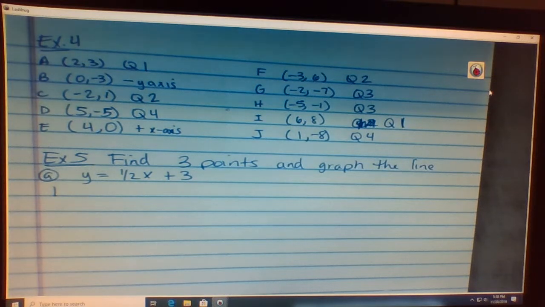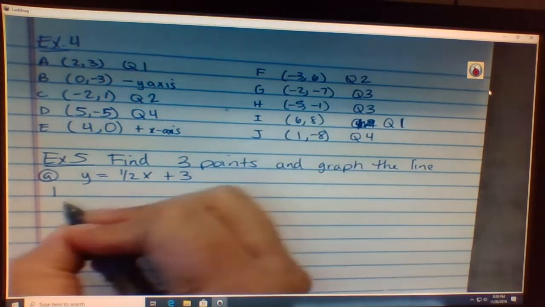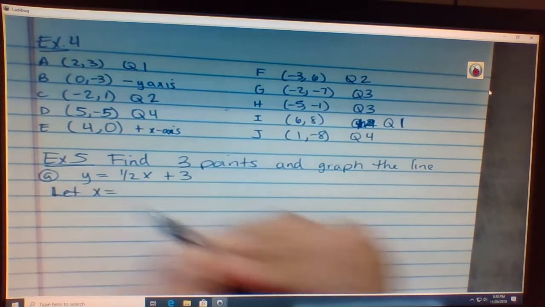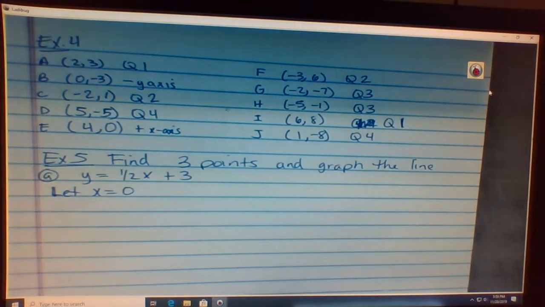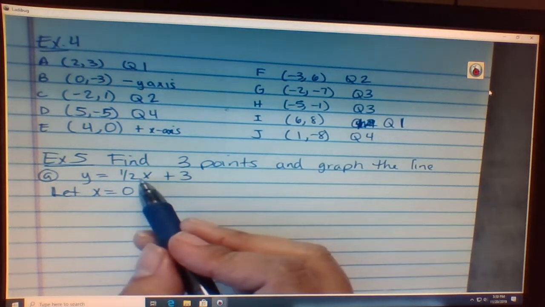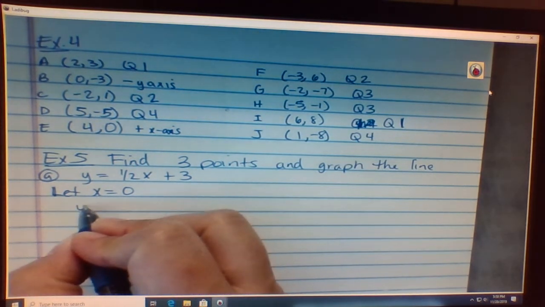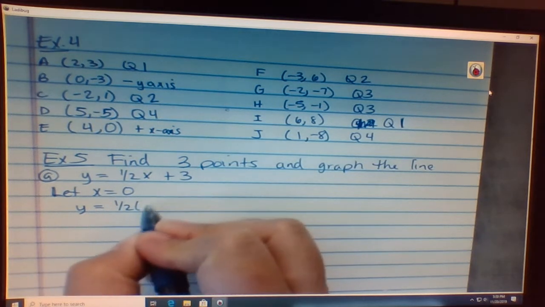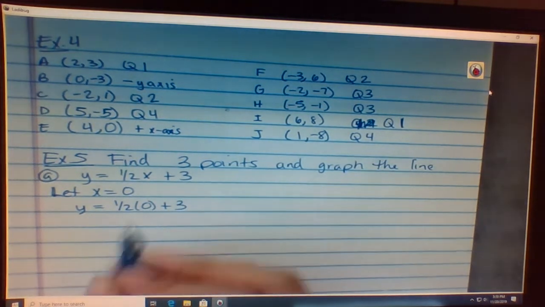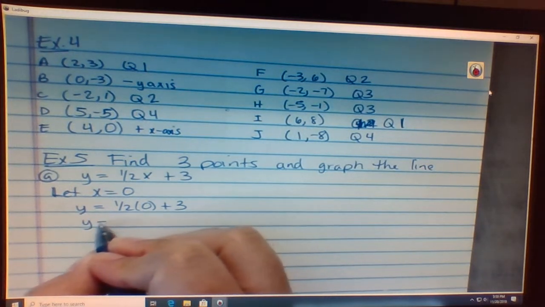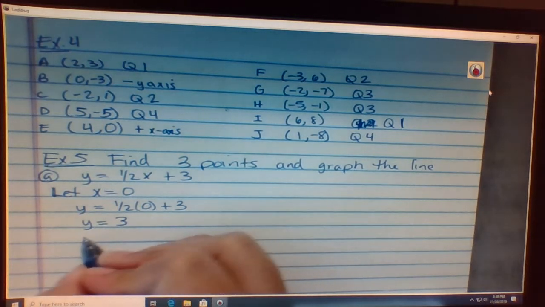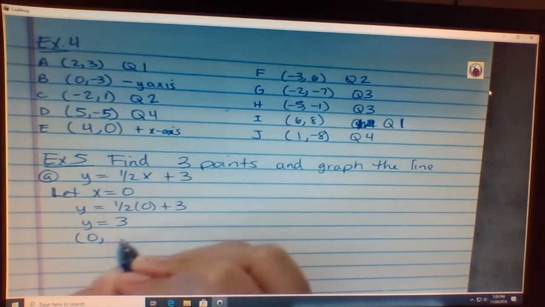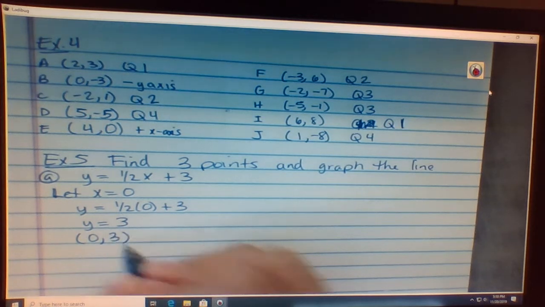So let's just say we're going to let x equal, what should we do? Let's try 0. So if I do 0, y equals 1/2 times 0 plus 3. What's half times 0? 0. 0 plus 3? 3. Correct? Mm-hmm. So my ordered pair is going to be 0, comma 3.